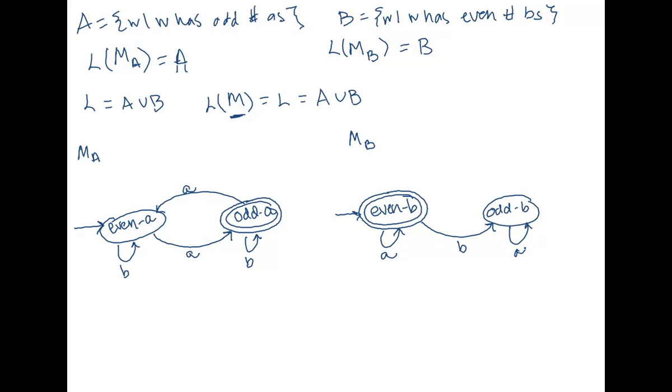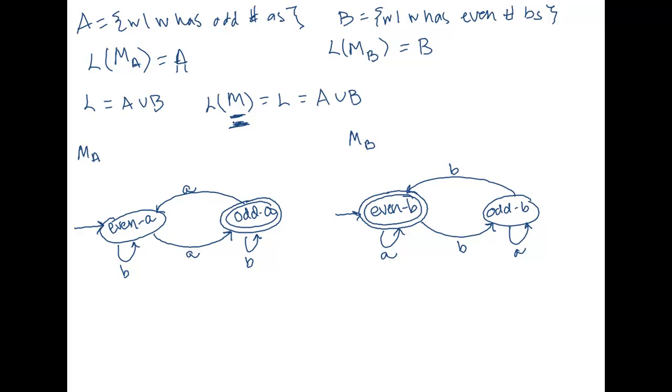But if I see a B, I need to flip over to the even B state. Okay? So here's my 2 machines. Alright. So now what we need is actually, we need to find that machine M. This guy right here. So what do we need to do?